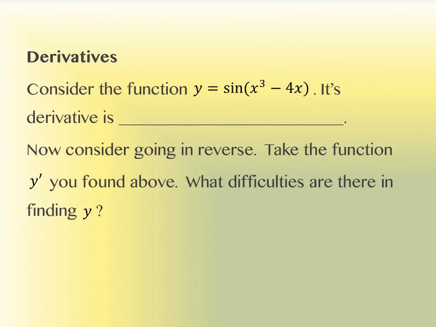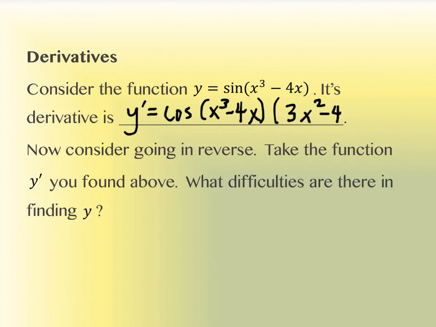And we're going to talk about it from the perspective of taking derivatives. So let's say we had a function, y equals sine of x cubed minus 4x, and you were supposed to find its derivative. So what would its derivative be? What is y prime? Cosine of x cubed minus 4x times 3x squared minus 4. Okay, and so what property in general did you have to use in order to do that, Ben? That is a chain rule problem, right?